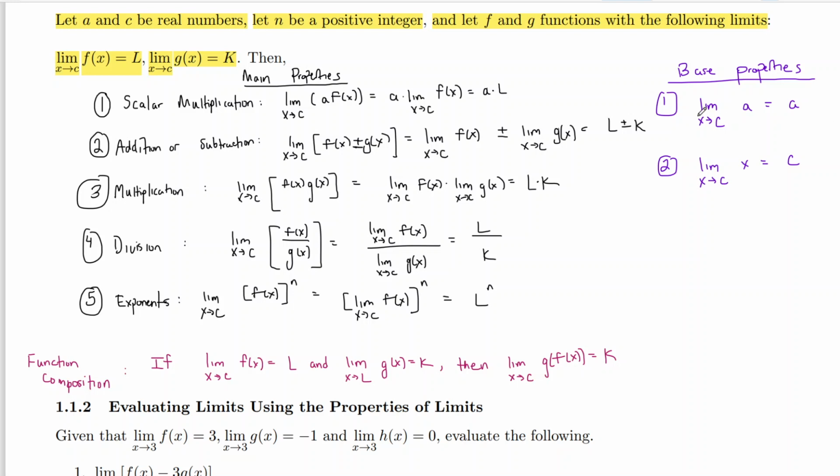Now what the base property says is the following. It says the limit as x goes to c of the function a, so it's just a number, imagine 2 or something. No matter what you're plugging in for c, what you're taking the limit as, you always get out the 2. Now, why does that make sense?